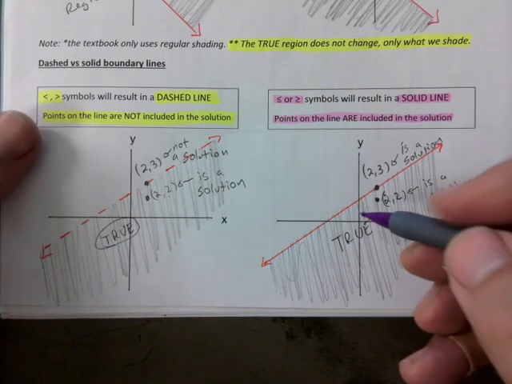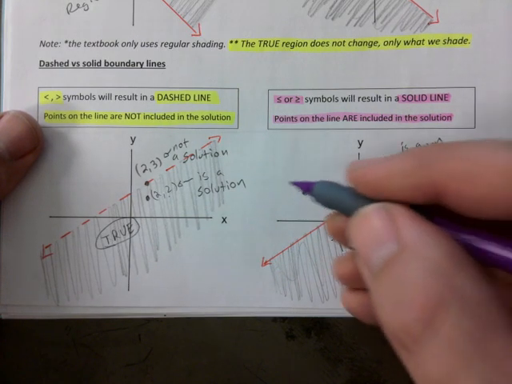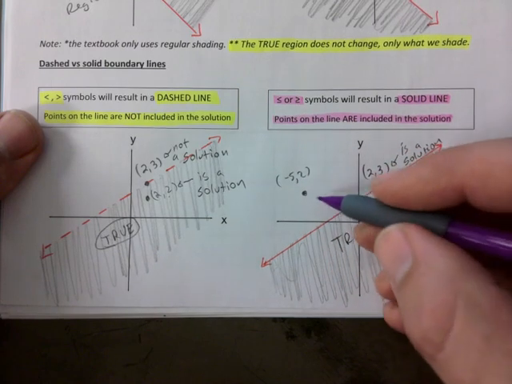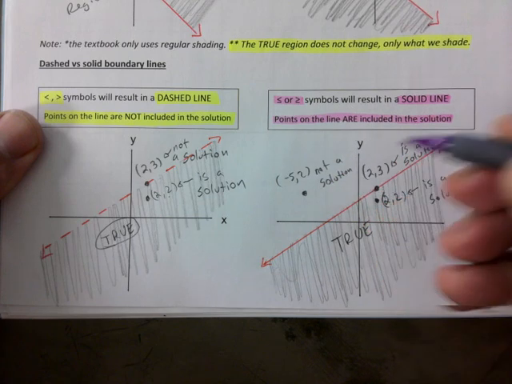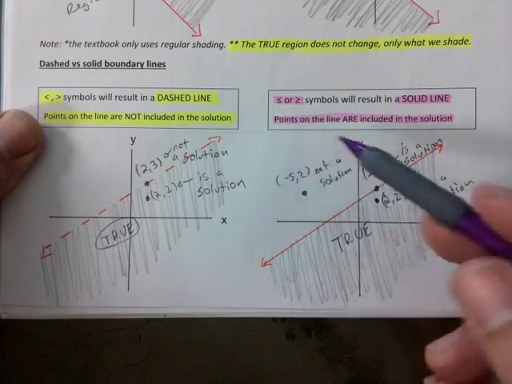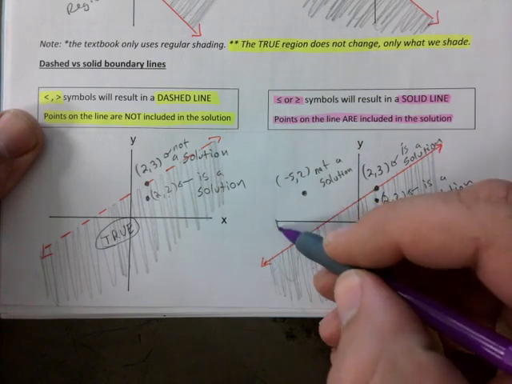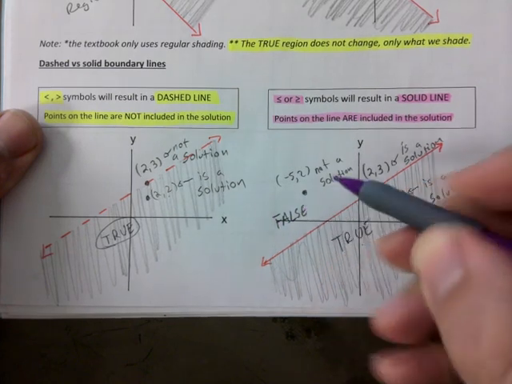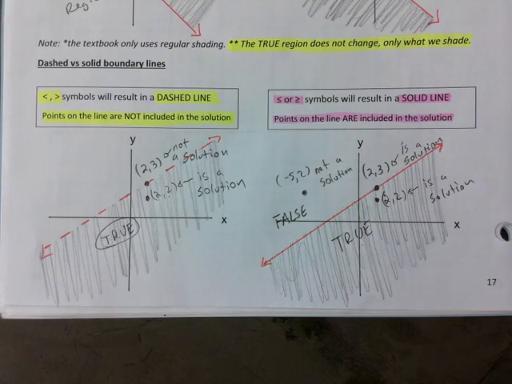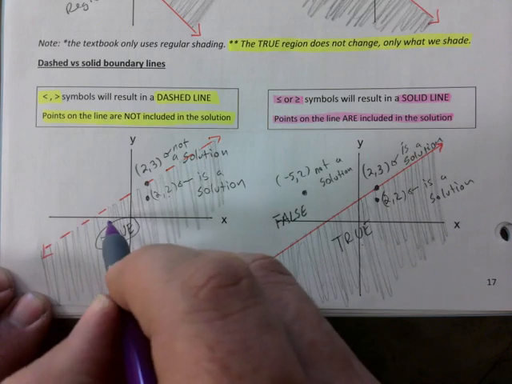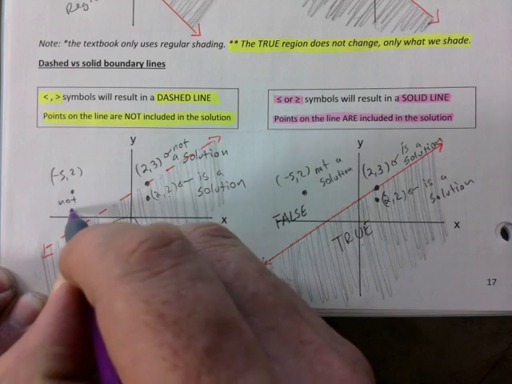By the way, if we just had, I'm just going to make this one up here, so let's go -5, 2. This is also not a solution. Why is it not a solution? Because by definition, which region is this one in? If it's not the true region, then this is the false, right? And so any point that is not in the true region is not a solution. We call that not a solution. So same over here. If it's negative 5, 2, obviously this is also not a solution.